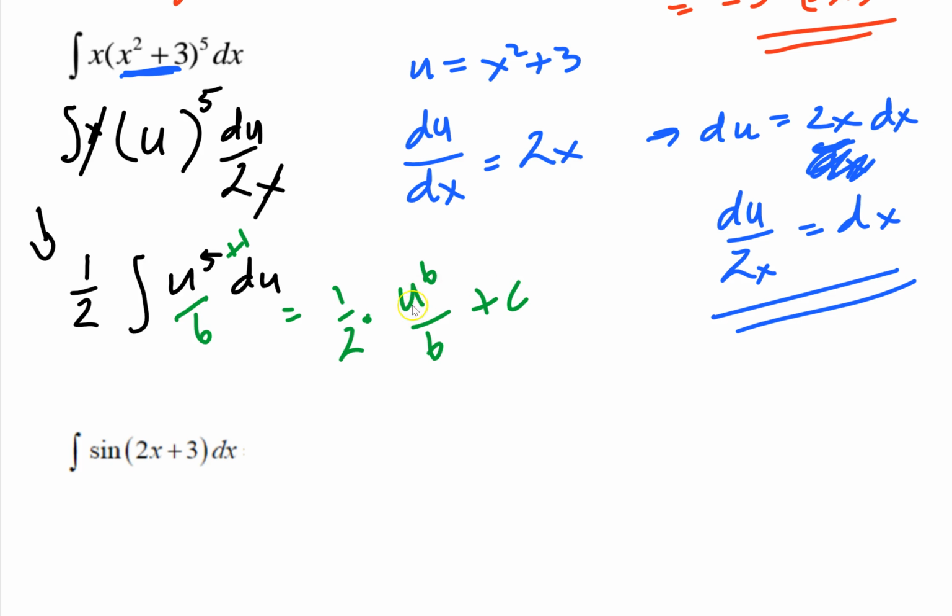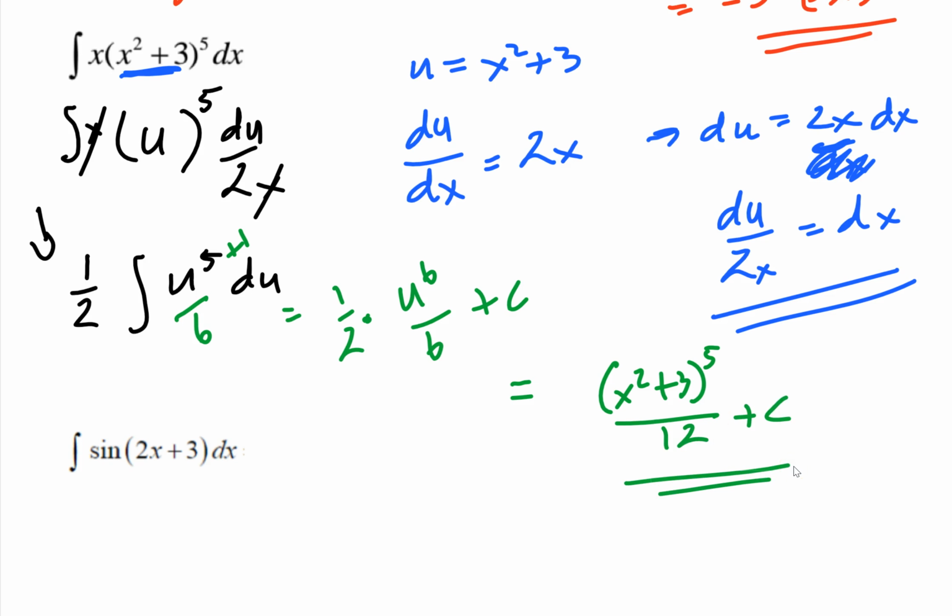You can do a couple things. You can make it a little simpler. Also, don't forget to plug your u back in. Don't leave your answer with a u in it. It's a rookie mistake. So let's plug your stuff back in. (x squared plus 3) to the 5th over 12 plus c.